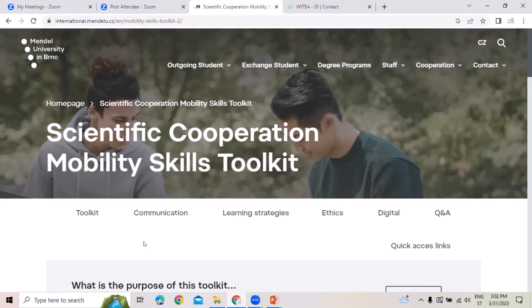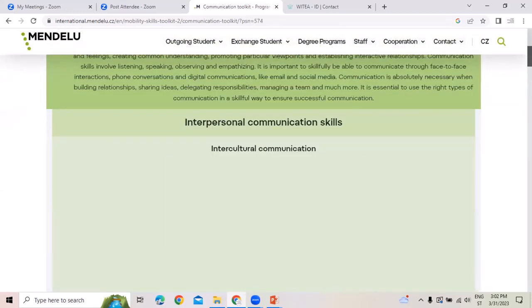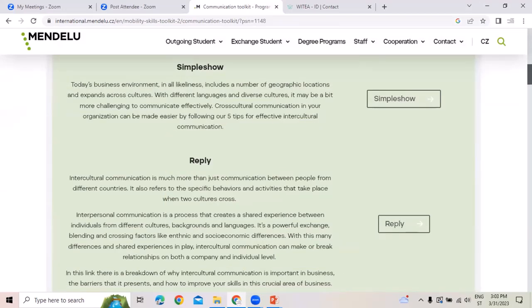Now I said there are two approaches you can follow. The one is the cold approach, where you just go in and you look and you learn. To do that, you go to either communication or learning strategies or ethics or digital. You can go to any one of those. If we go to communication, it will take you down. If you go down, you will find there are links and there are little discussions, pieces of information, videos, etc. And so you can play.